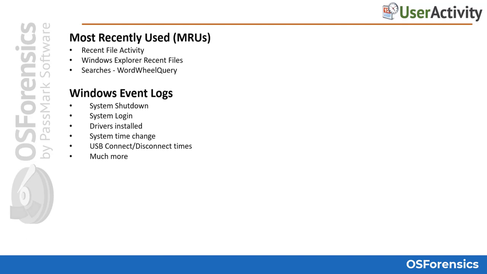Windows event logs are a very useful artifact in almost every investigation. Event logs record things such as system login, shutdown times, drivers and software installations, system clock changes, and now even in Windows 10 we track individual USB device connect and disconnect times.